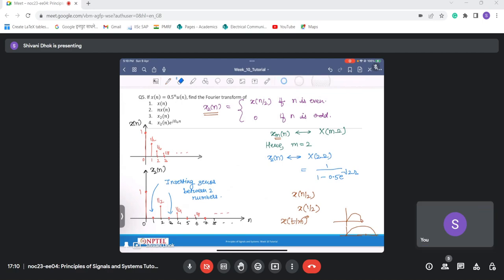So if it expands, aliasing will not be there? No, see, this expansion is in time domain. It's getting expanded in time domain, but if you look at the frequency domain, it is basically X of 2 omega.